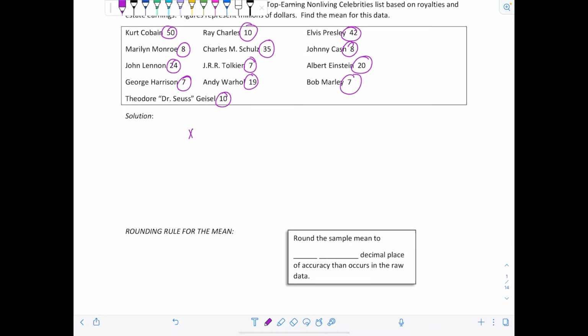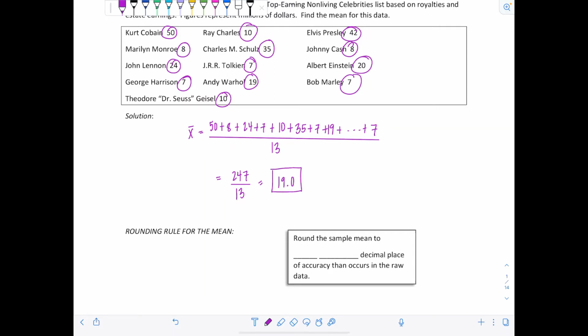So x bar is going to be the sum of all of these values. So 50 plus 8 plus 24 plus 7. You get the idea. You can list them all out, or if you just want to say plus dot dot dot all the way up to Bob Marley. And then we're going to divide by 13. And this is going to give us, I already did it, so if you add up everything in the numerator, you get 247. Divide that by 13. And then now we have 19.0.